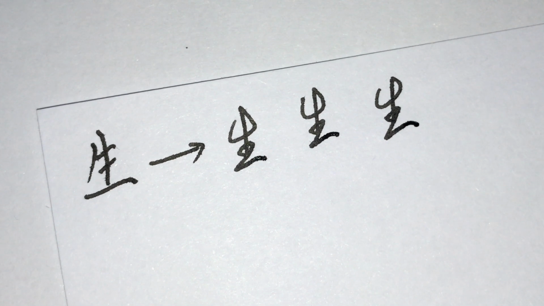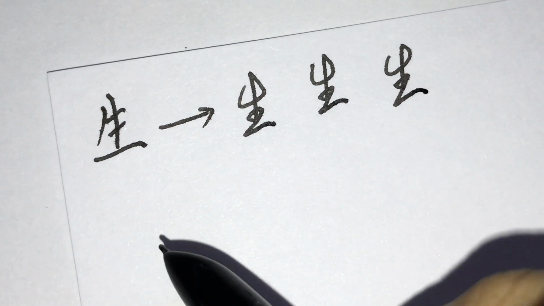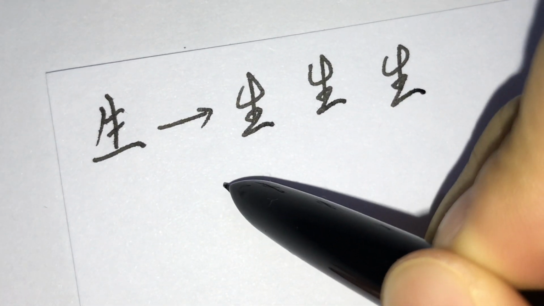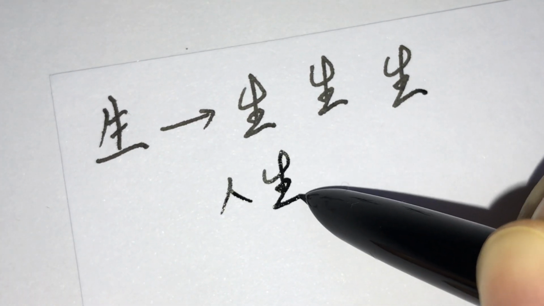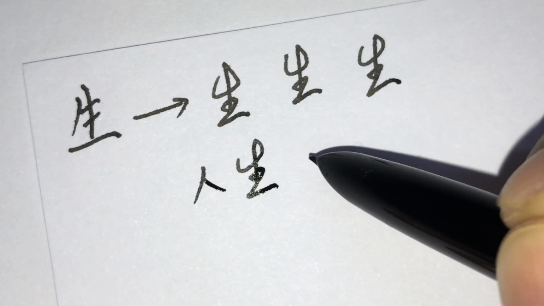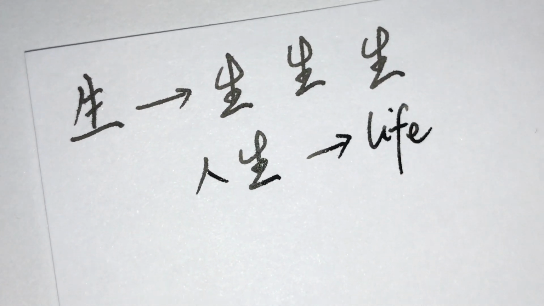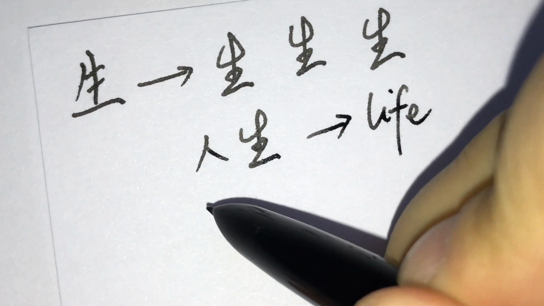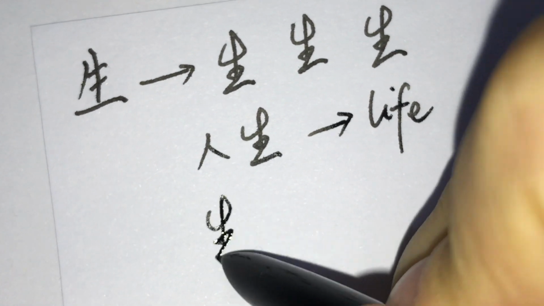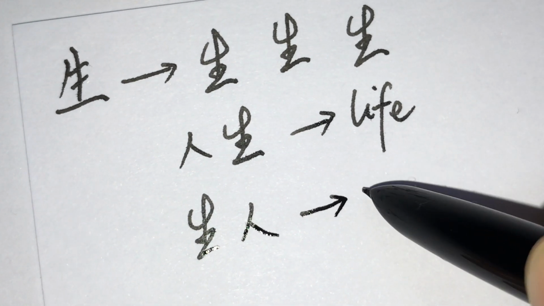Now follow me to make up 5 different words with the character sheng. First one, 人生. It means life. Next one, 生人. Stranger.